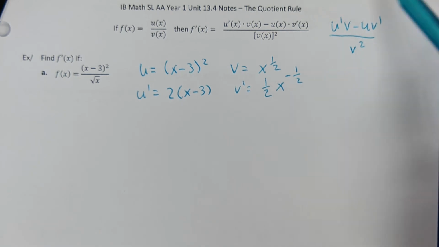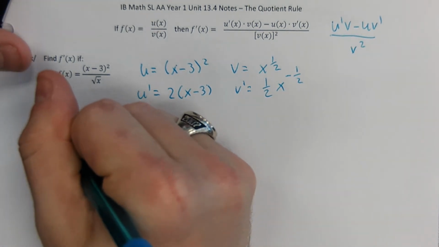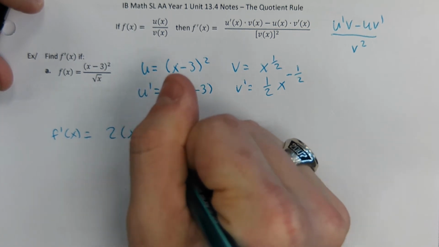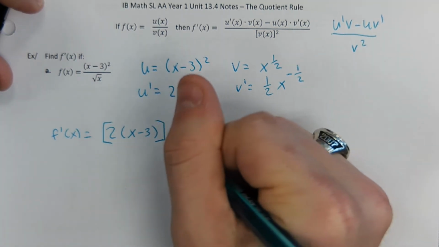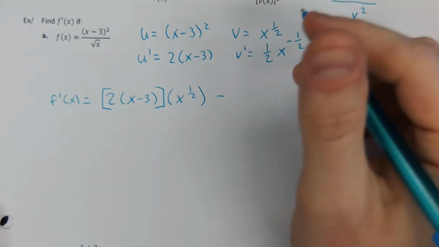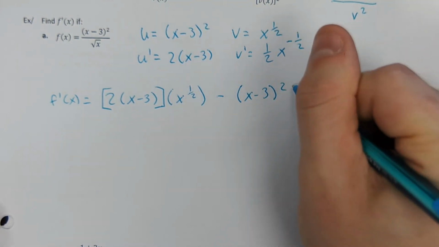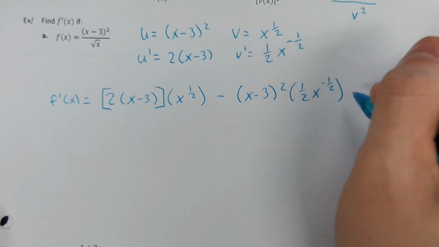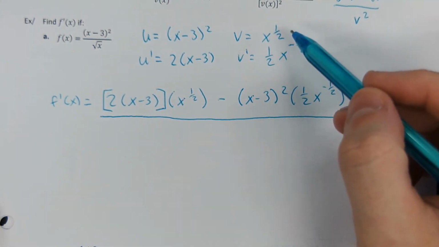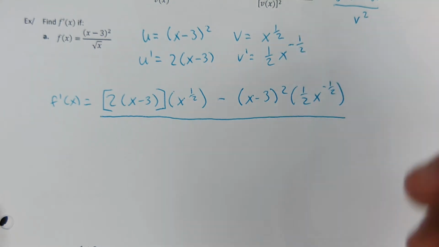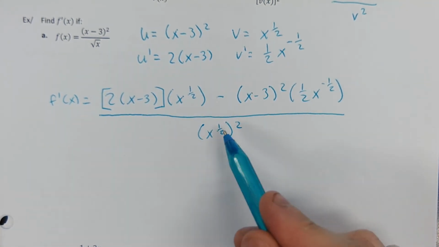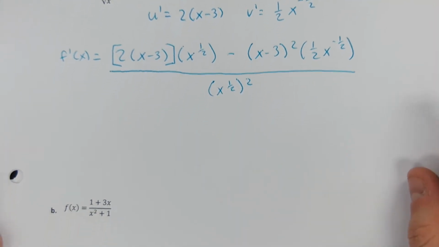Time to fill out the formula. F prime of x is u prime v minus u v prime all over v squared. Hey, look what happens when you square v. You just get x. Wait, why? Because you add the exponent. Yeah, well, or you say when you raise a power to a power, you multiply them. But yeah, same idea. So this really doesn't clean up very well.